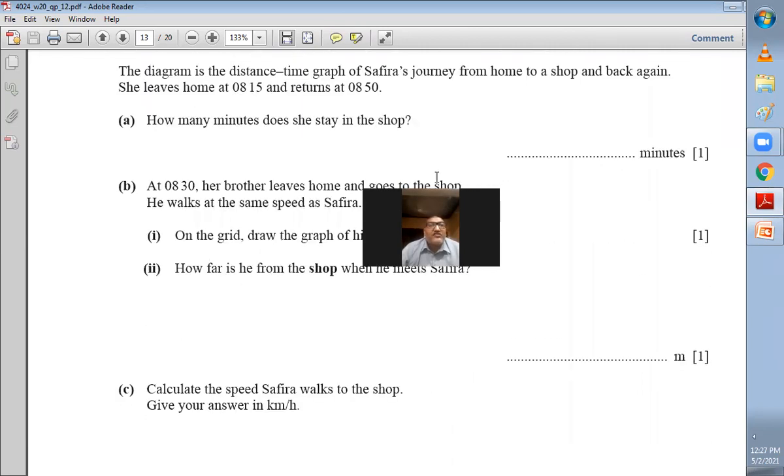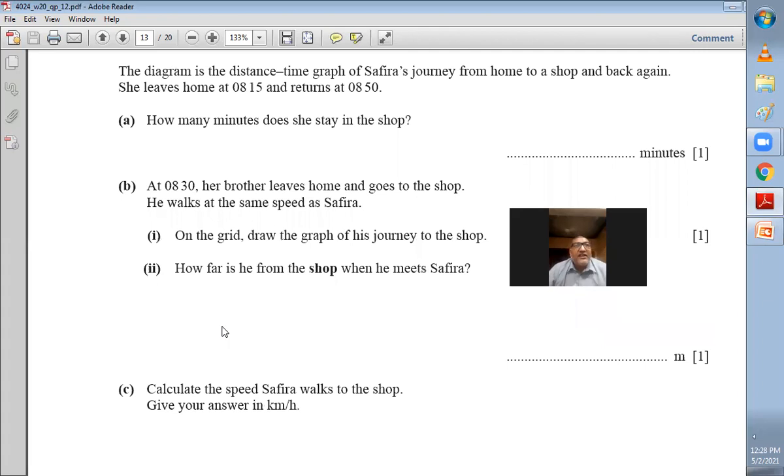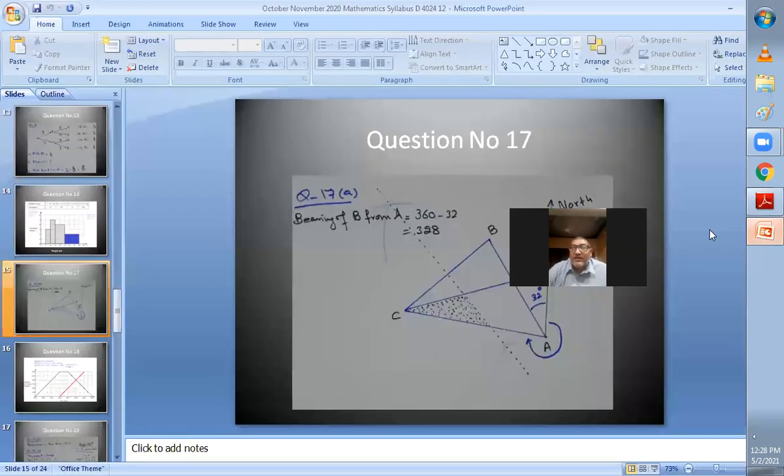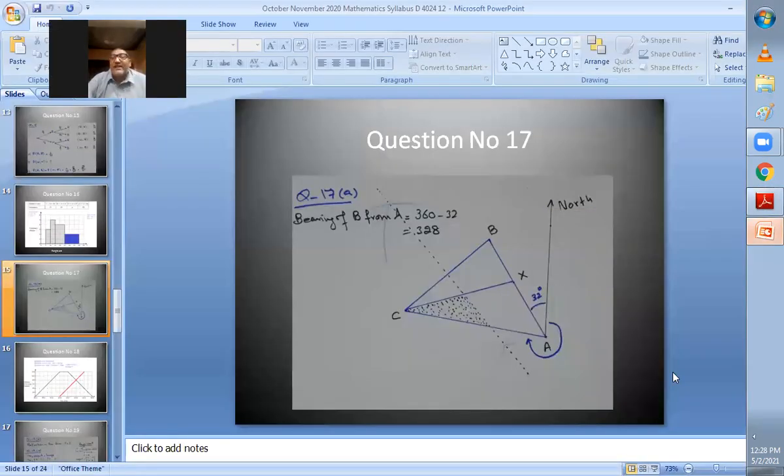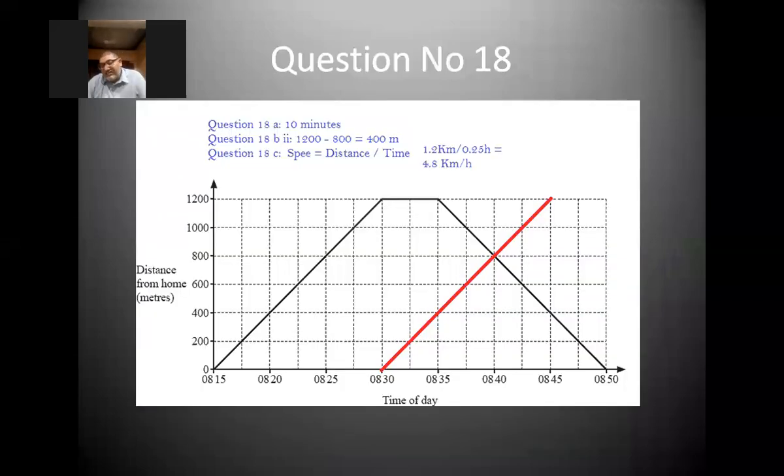The next question says, at 8:30 her brother leaves home and goes to the shop. He walks at the same speed as Safira. So at 8:30 the brother also started from home toward the shop, moving at the same speed as Safira. It's a distance time graph, and the speed is the slope of the graph. Whatever the slope of Safira's graph, the same will be the slope of her brother's graph. On the grid, draw the graph of his journey to the shop. Let me show you my work. It's very important to understand how I draw a line which is exactly the same.